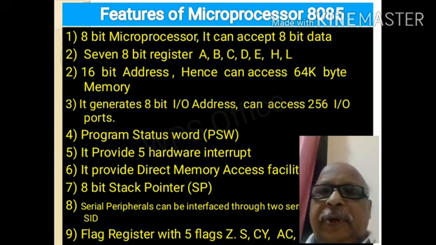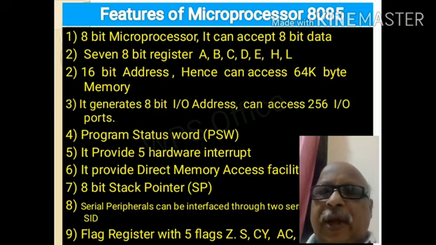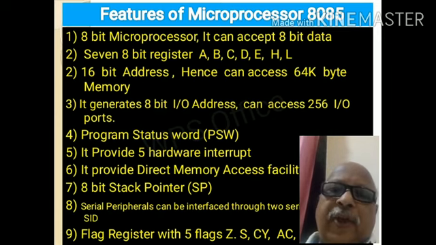Serial peripherals can be interfaced through two serial lines, SOD and SID, that is serial output data and serial input data. And a flag register with 5 different flags, that is Z means zero flag, S means sign flag, CY means carry flag, AC means auxiliary carry flag, and P is the parity flag. These are the 5 different flags. These are the different features of the microprocessor.